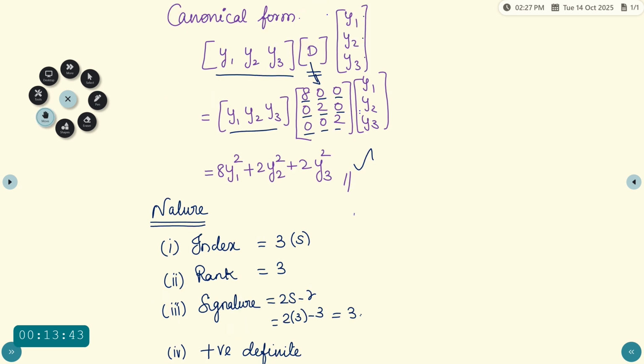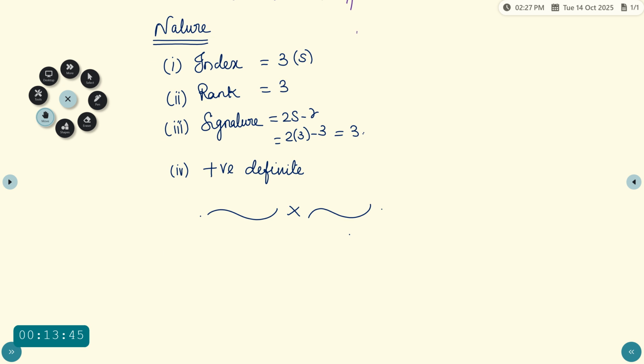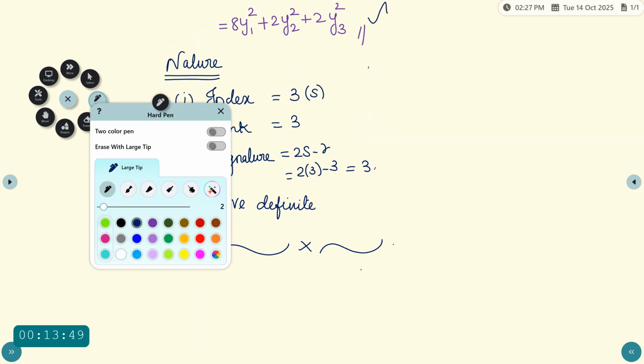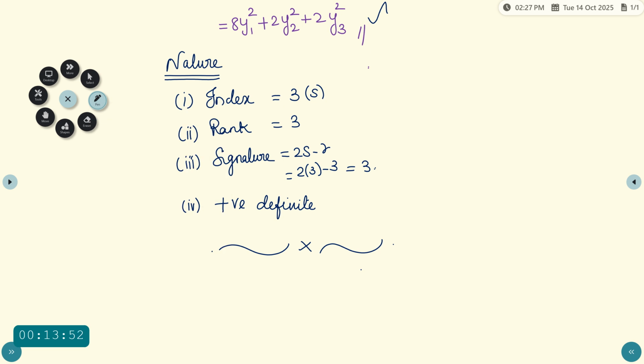Next, they are also asking in the question to find the nature of the quadratic form. What is the nature? Index. Index is the number of positive eigenvalues. Next, rank is 3. It is a 3 cross 3 matrix, so the rank is 3. And then the signature formula is 2s minus r. S is the index. We are getting 6 minus 3, which is 3.